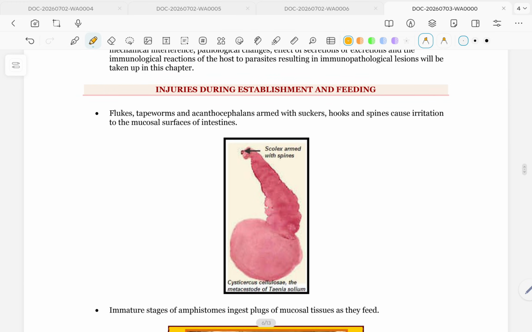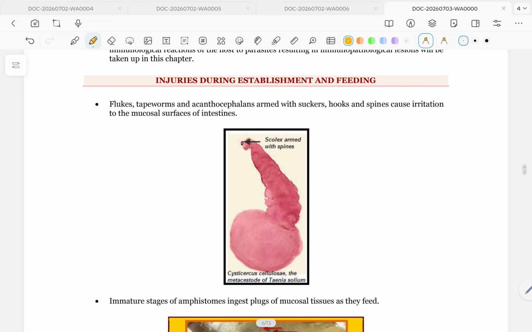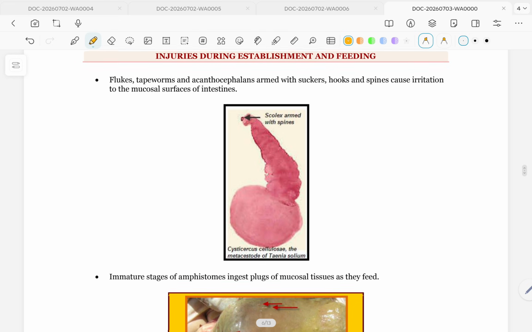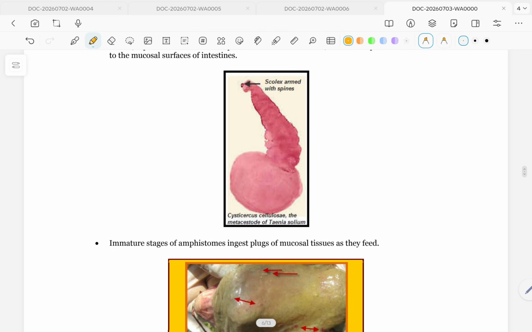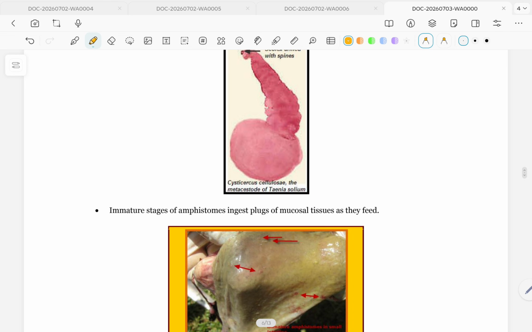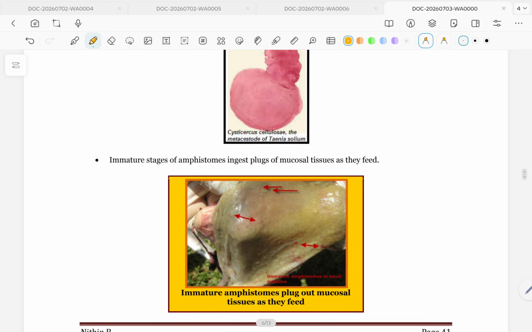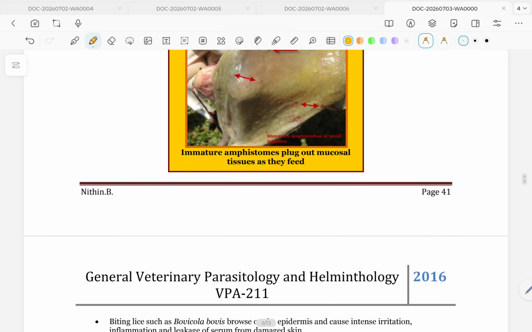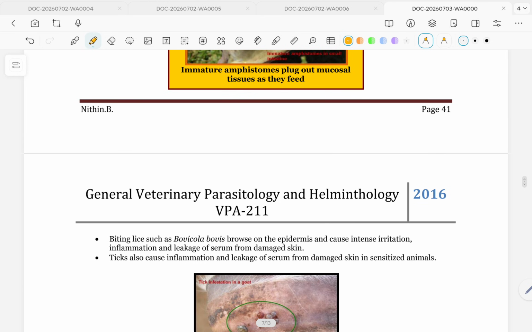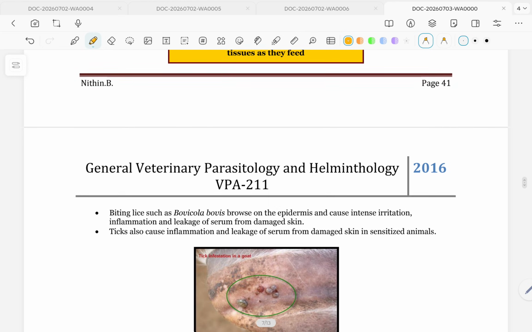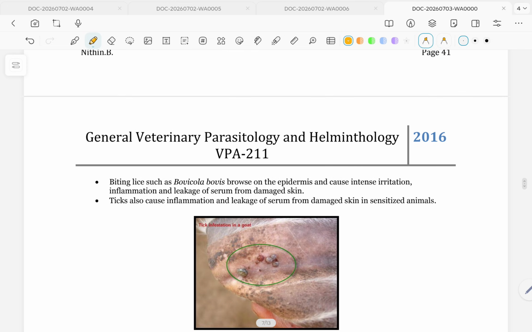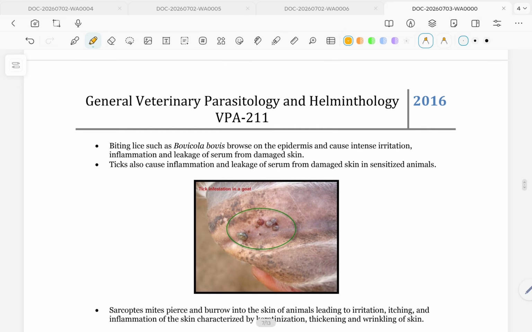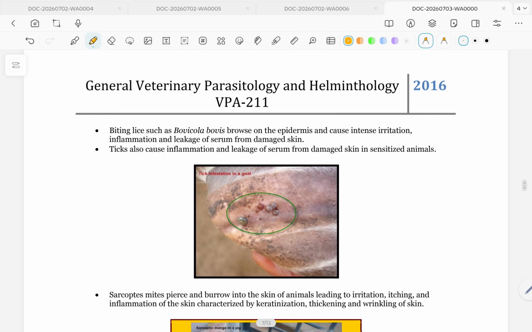Flukes, tapeworms and acanthocephalans armed with suckers, hooks and spines cause irritation to the mucosal surface of the intestine. Immature stages of amphistomes ingest plaques of mucosal tissue as they feed. Biting lice such as Bovicola bovis browse on the epidermis and cause intense irritation, inflammation, and leakage of serum from damaged skin.